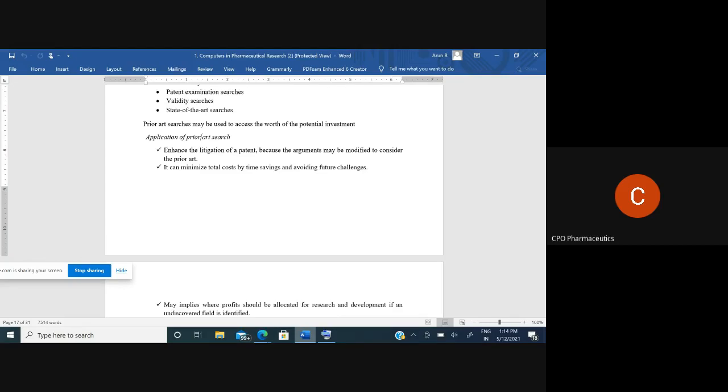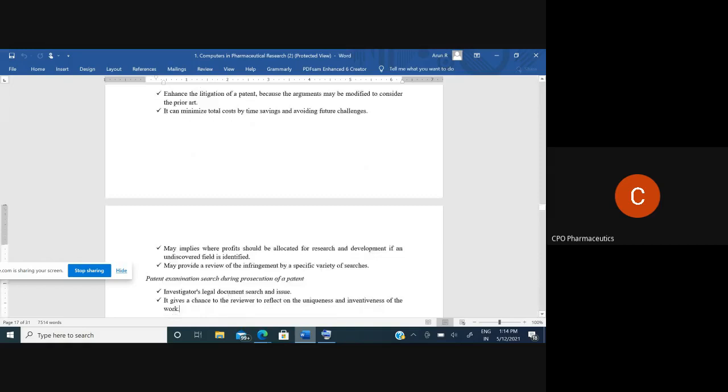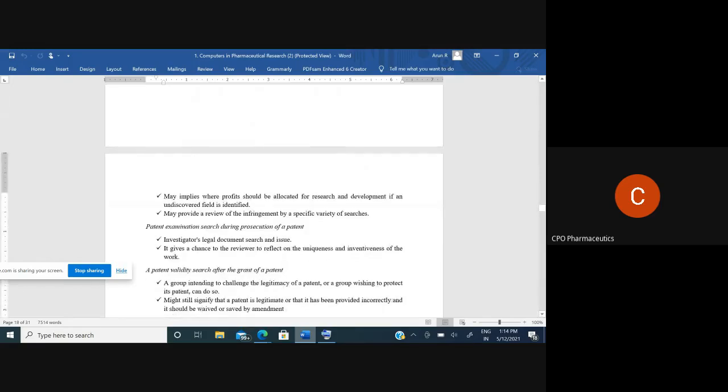Okay, so that is the next important use of prior art. It may imply where the profit should be allotted. Okay, for research development, if any undiscovered field is identified, prior art search is again very important in terms of the pharmacy area. Okay, so for example, if you four members come with some novel idea and I search in prior art, in that I come to know one work is completely novel, no one has touched that area.